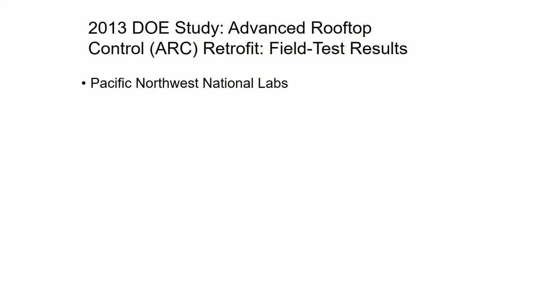2013 is kind of when the tide turned with staged air volume, primarily because of this Department of Energy study that had come out back then. Which seems like, to me, it was like a year ago, it felt like, but now it's 6-7 years since the data came out.